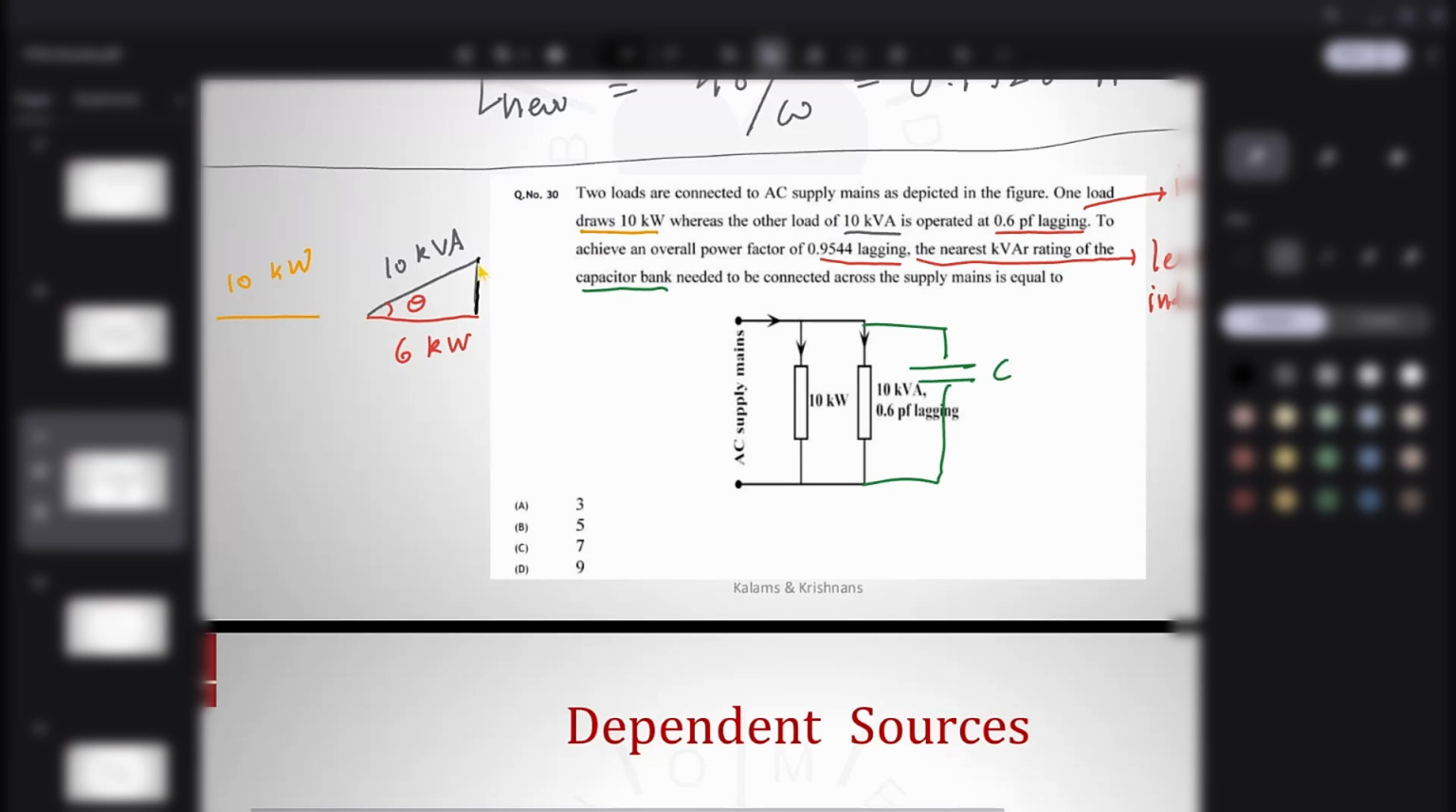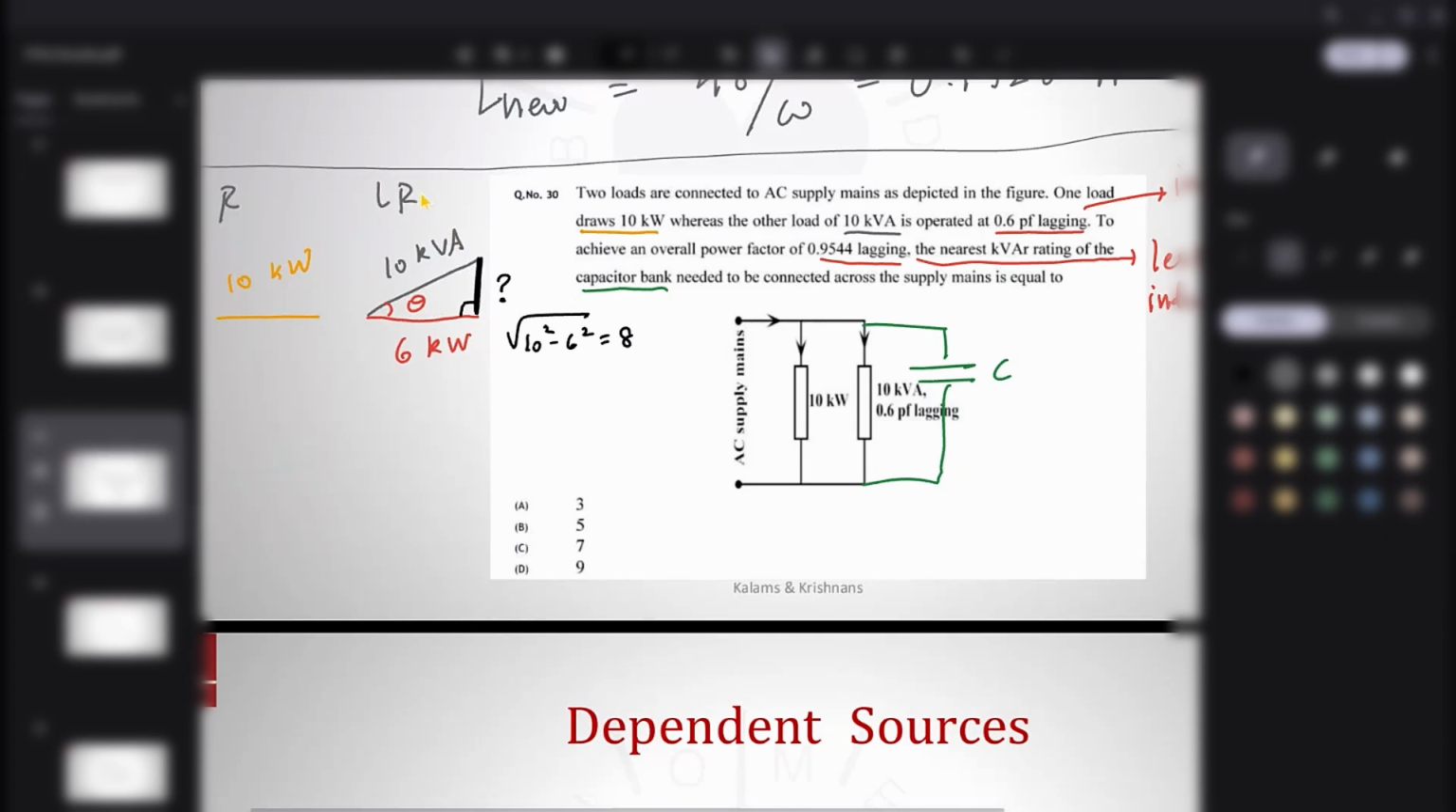This is lagging, so I have drawn it upward facing. How much is that? Because this is a right triangle, it is the square root of 10 squared minus 6 squared, that is 8. So that value is 8. There is a purely resistive element, and then there is an LR element.